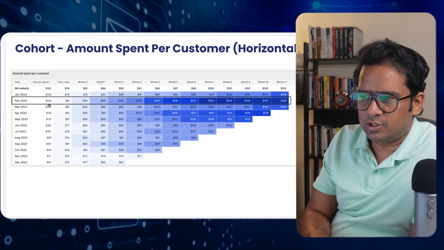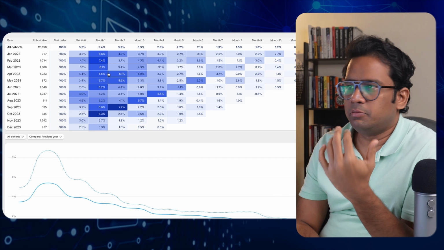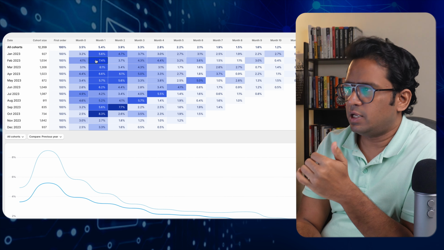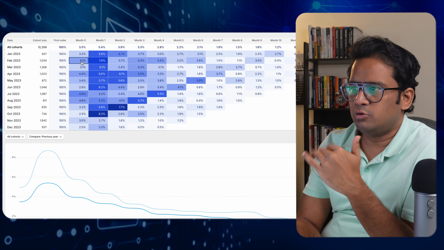The second part which comes into this is your retention rate, the month on month retention rate. Horizontal can also tell you about the month on month retention rate, that is, what retention rate you got month on month.